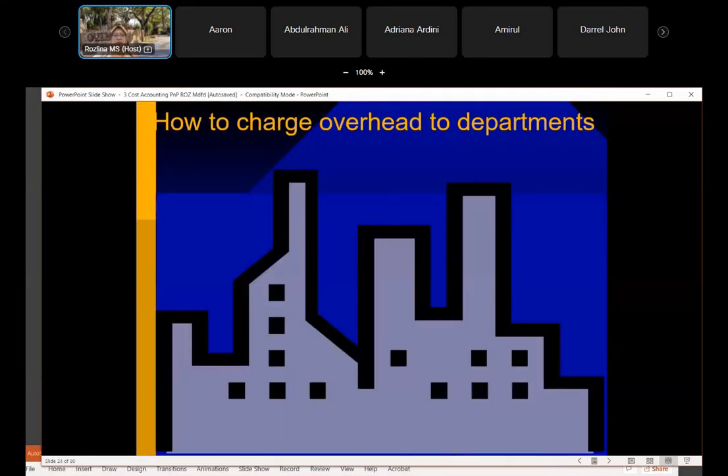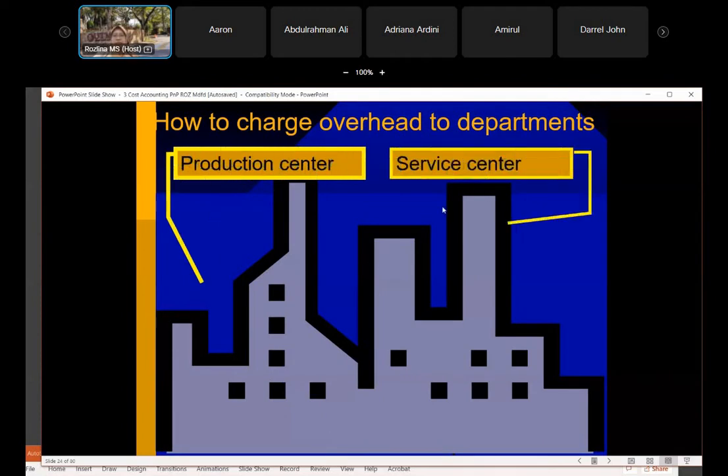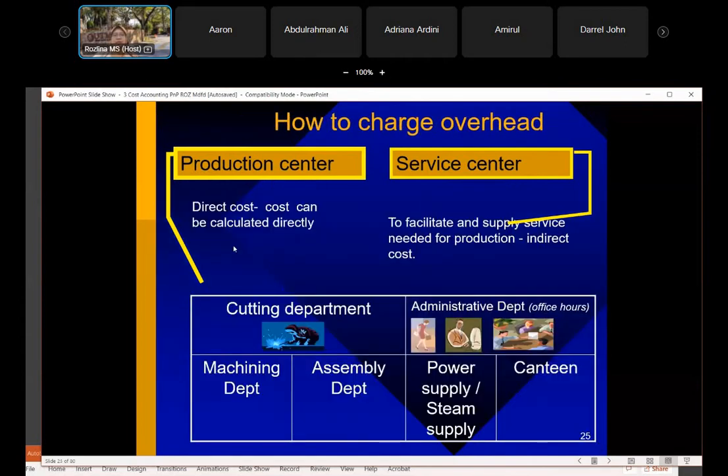Okay, this is the other further explanation: how to charge overhead to departments. In a factory, you have a production center and you also have a service center. So what is the production center? Production centers are such as the cutting department, machining department, assembly department, drilling department, and inspection. It is more of what we call the shop floor, the production line. For the production center, the cost will be calculated directly.